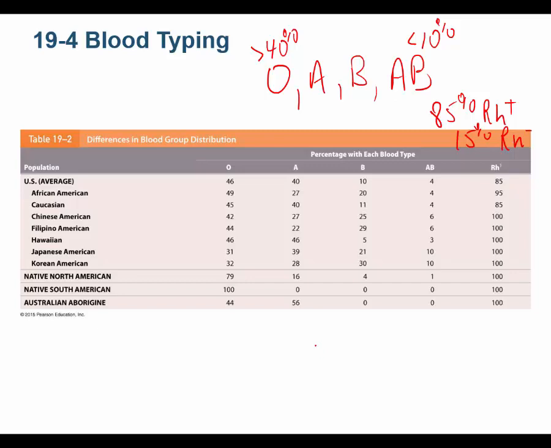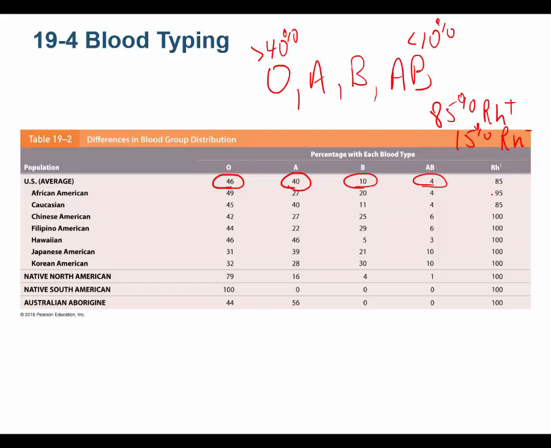What this table tells you is probably what I just said, and I'll find it for you. But it also breaks it down by ethnic groups, because the frequency or percentages of different ABO and Rh antigens differs among ethnic groups. So look at O is the most common, 46%. A is the second most common, 40%. So O and A make up 86% of the U.S. population. B is less frequent, 10%, and AB is 4%.